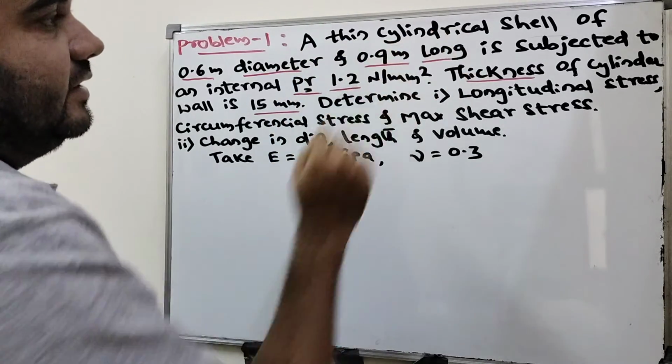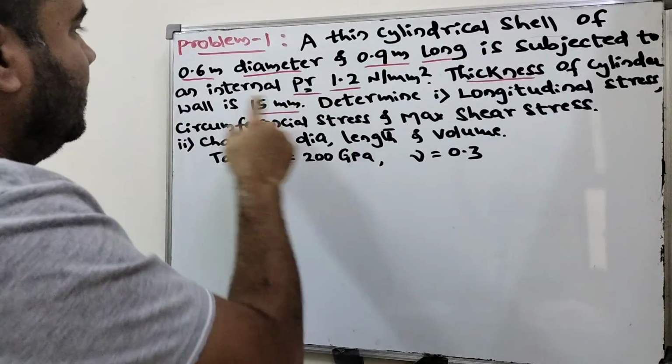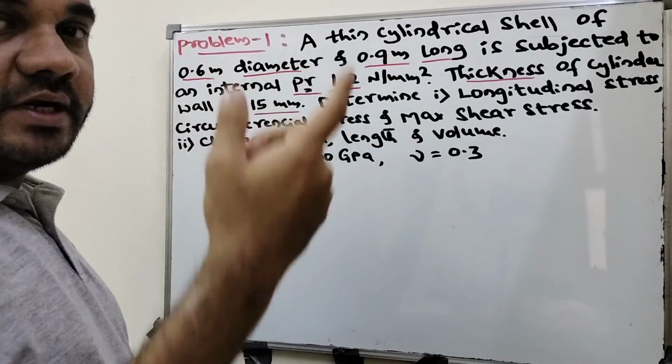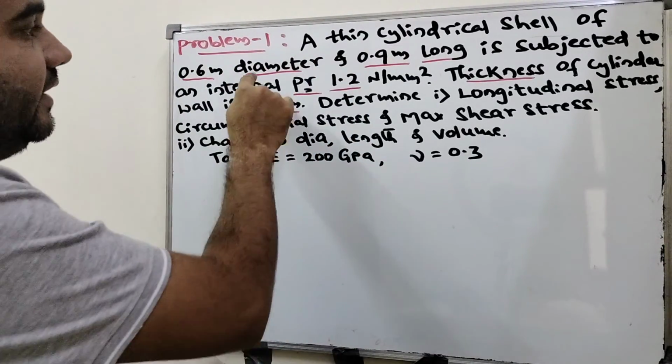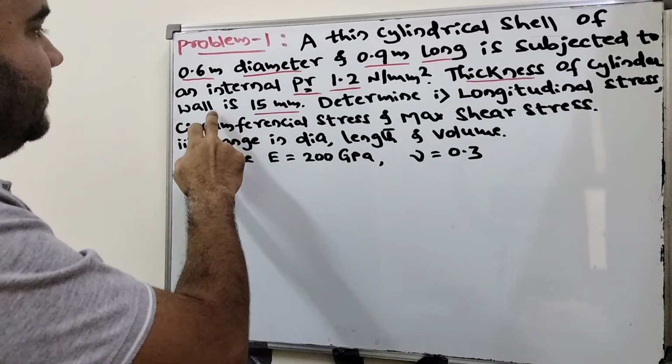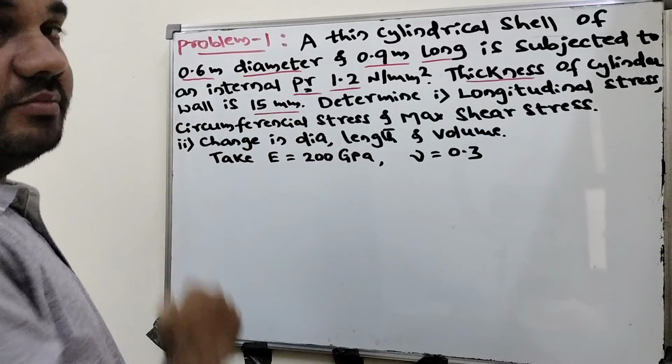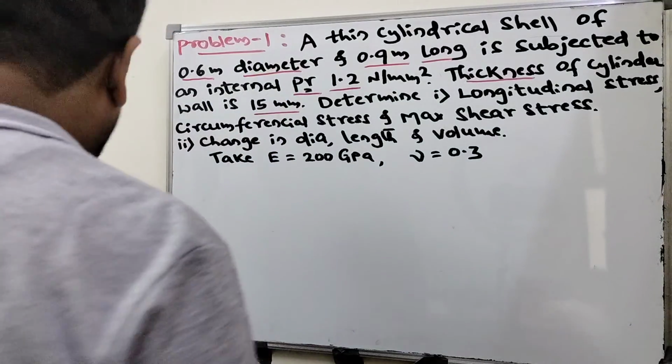A thin cylindrical shell of 0.6 meter diameter. Whatever the diameter, is it outer diameter or inner diameter? Normally it is inner diameter, because the wall thickness is given here. So if wall thickness is given, then it is inner diameter. Okay, so we will write the data.